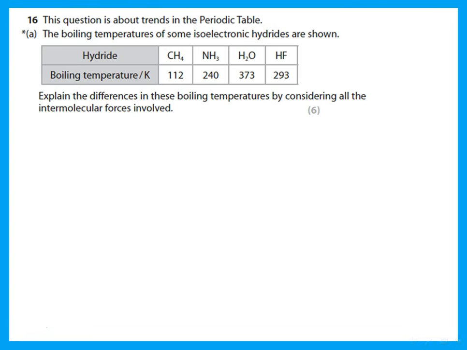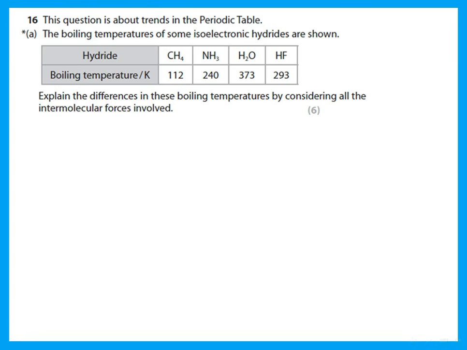Then he says the boiling temperatures of some isoelectronic hydrides are shown. Remember again, the word isoelectronic means they have the same number of electrons. And he's asking you to explain the differences in their boiling temperature. Okay, let's take a look at this. From the table, it says that methane will have lower boiling temperatures than ammonia. Ammonia is lower than water, and HF is also relatively high. So why is this the case?